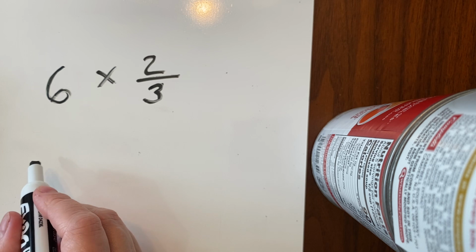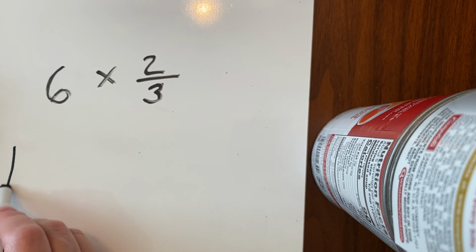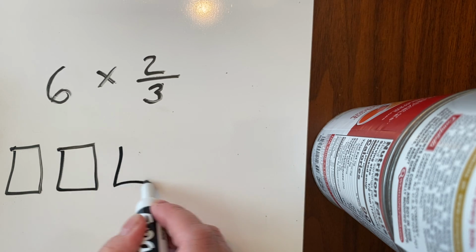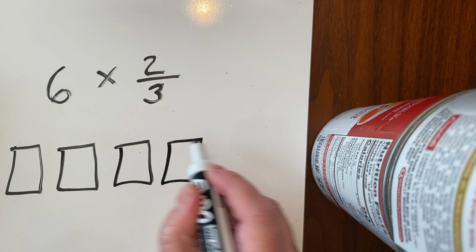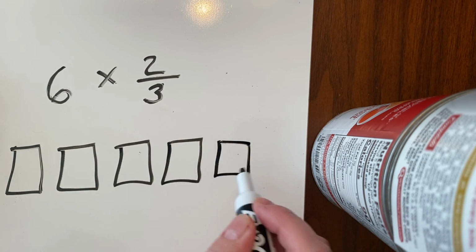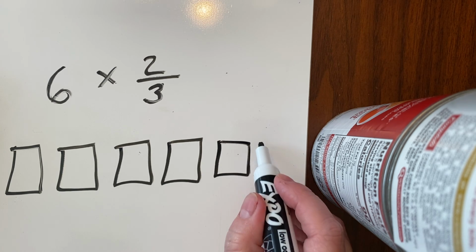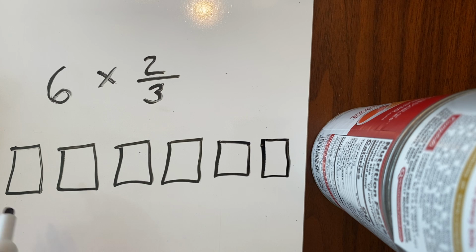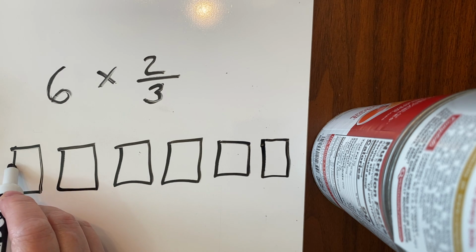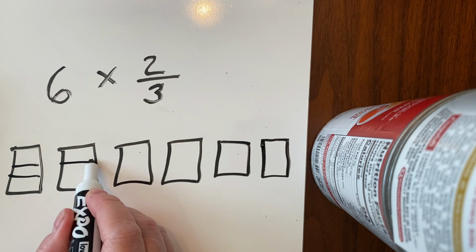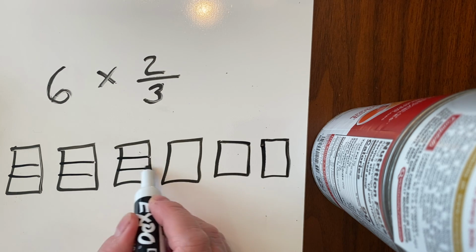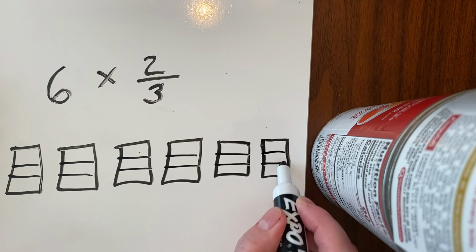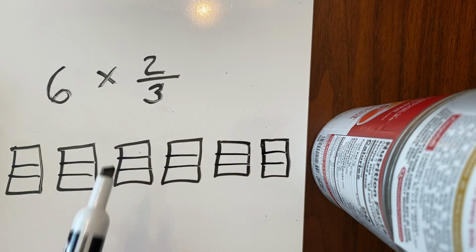But what we're going to do is draw 6 blocks. So we've got 1, 2, 3, 4, 5, and let's do 6. I can get this on the end here. And I'm going to divide each of these blocks into thirds. So I've got thirds on each of these blocks. And then I'm going to read my problem again. It says 6 times 2/3.